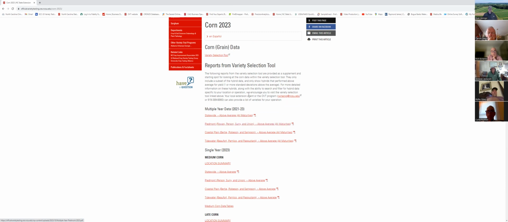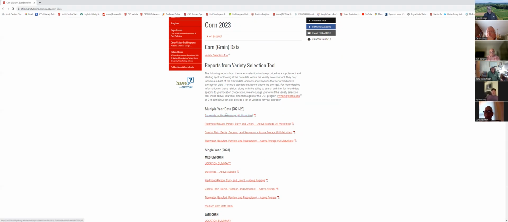Here you're going to find the link to the variety selection tool if we want to go a little bit more in depth, which we will in a minute. But you'll also find some reports both out of the variety selection tool and independent of it. These reports are in a table format to give you an idea of how the data is shaped up from this last year. It's a really quick look so that you can see what did well and what didn't based off of different situations.